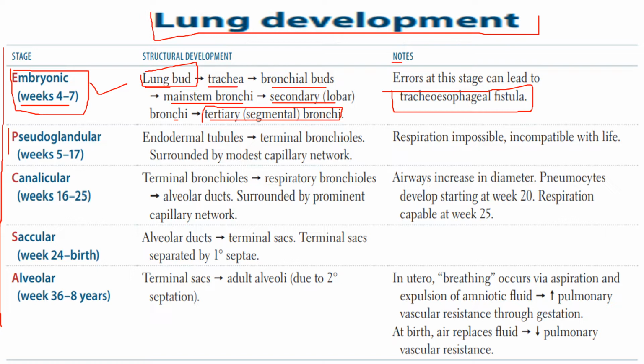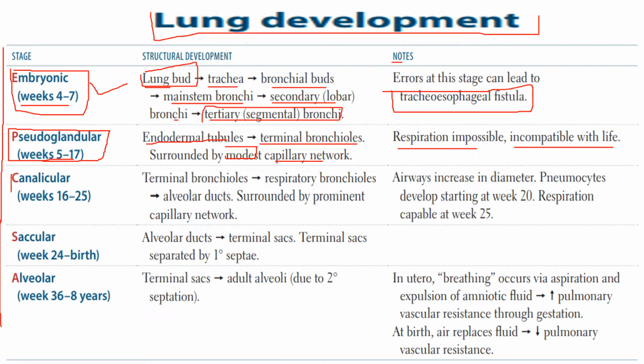Second stage is the pseudoglandular stage. It lasts from week 5 to week 17. From endodermal tubules, it derives terminal bronchioles, which is surrounded by modest capillary network. In this stage, respiration is impossible, which is incompatible with life.